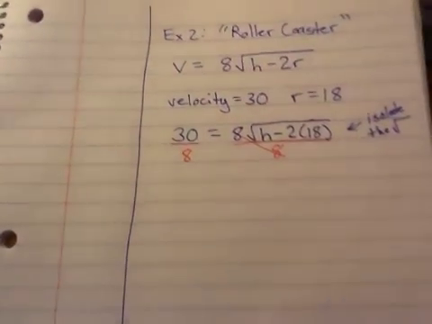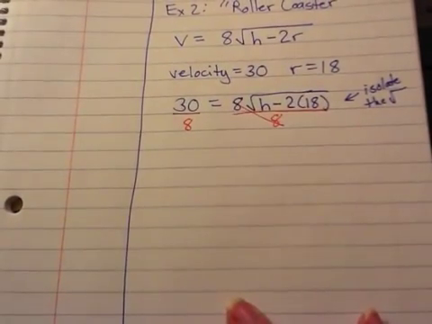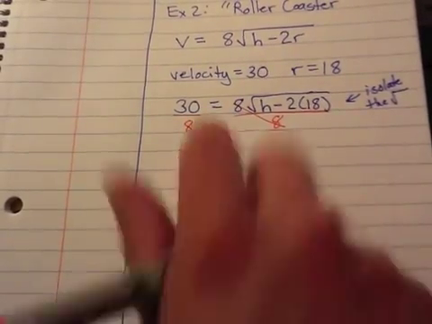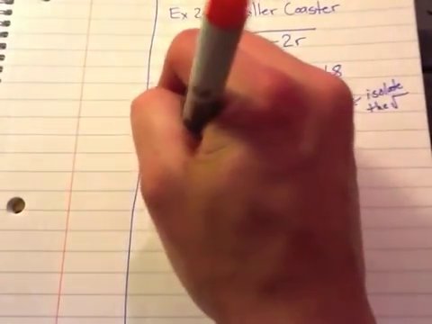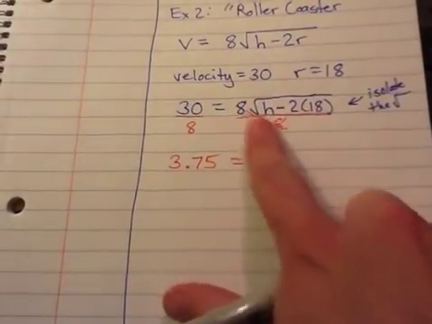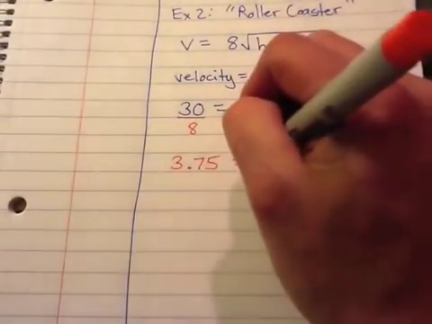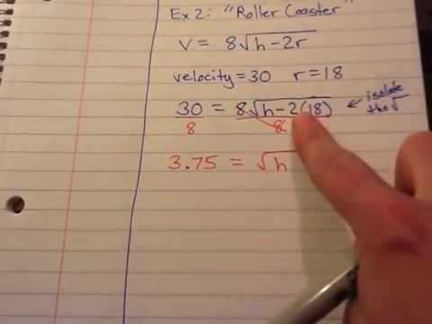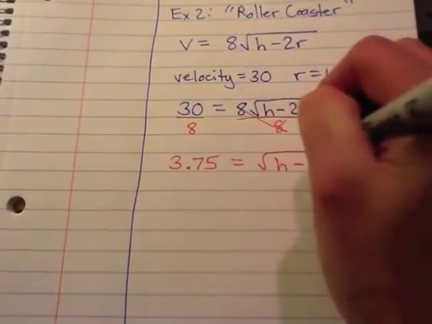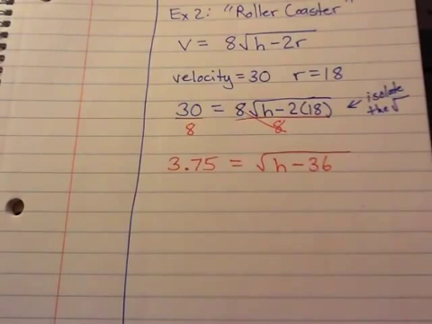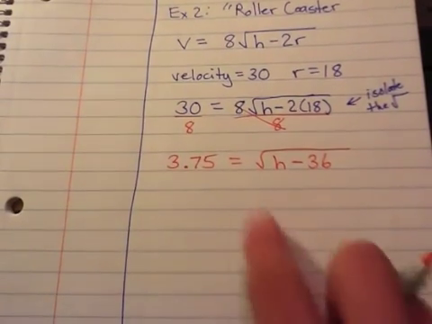Now at this point, I'm just going to go ahead and grab a calculator. And when I divide 30 by 8, I get 3.75. This 8 became a 1, and now I have the square root of h, and then 18 times 2 is 36, so subtracting 36. Now I'm ready to solve.